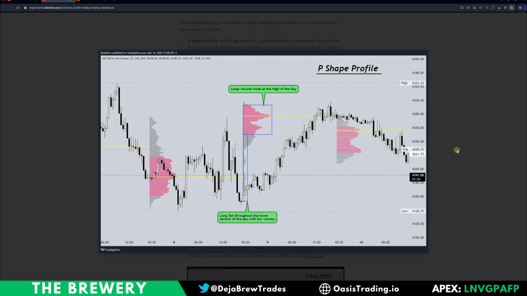So this is a prime example of what a P-shape profile would look like. It has that POC towards the high of day. It has very little upper tail, and it has an extremely long lower tail.